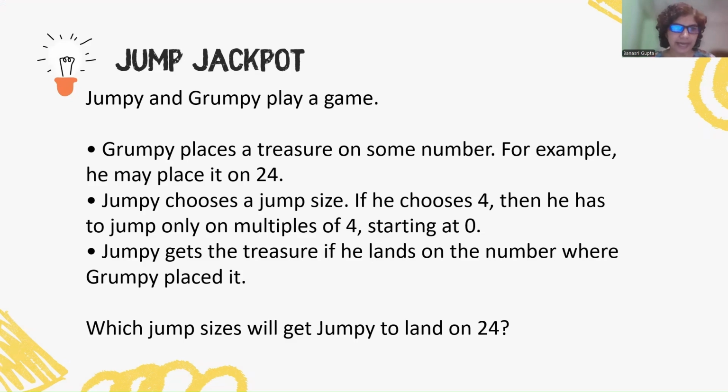This is called Jump Jackpot. Jumpy and Grumpy play a game. Jumpy places a treasure on some number. For example, he may place it on 24. Jumpy has to choose a jump size. If he chooses 4, then he has to jump only on multiples of 4, starting at 0. Jumpy gets the treasure if he lands on the number where Jumpy placed it. So which jump size will get Jumpy to land on 24?